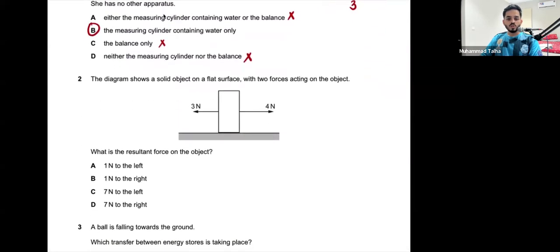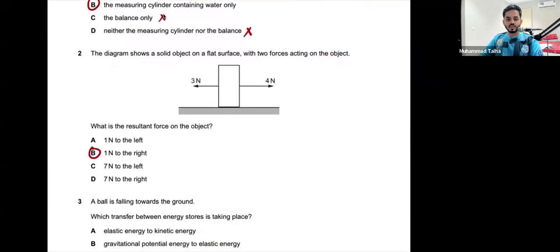On to question number 2. The diagram shows a solid object on a flat surface with two forces acting on the object. What is the resultant force? We see here 4 to the right, 3 to the left. 4 is more than 3, so the resultant would be to the right, and it's 4 minus 3, which is 1 to the right. So that's pretty easy.